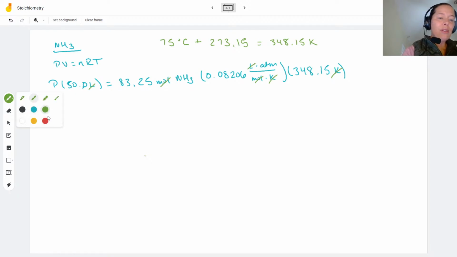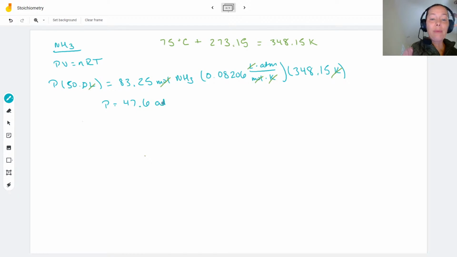So solving for pressure, I'm going to get a pressure of 47.6 atmospheres of ammonia, which is exactly what the problem asked me for. They wanted atmospheres of ammonia.